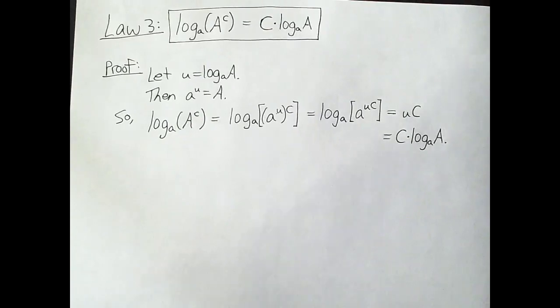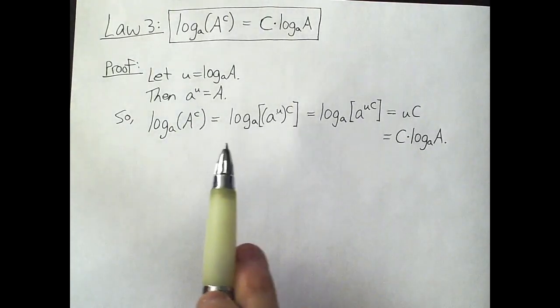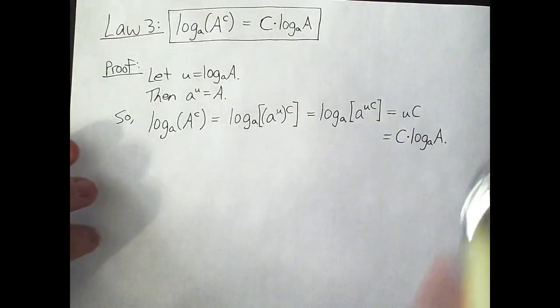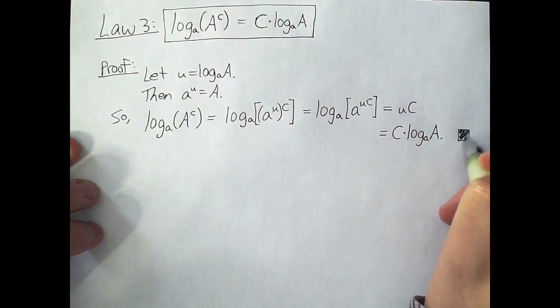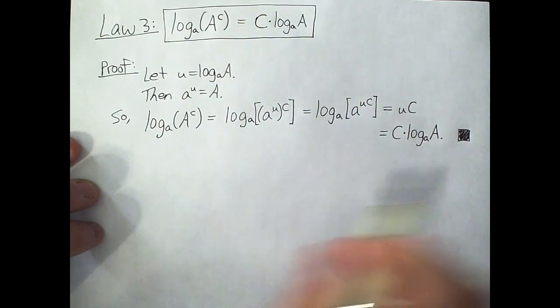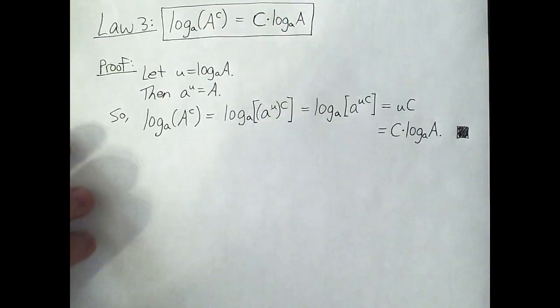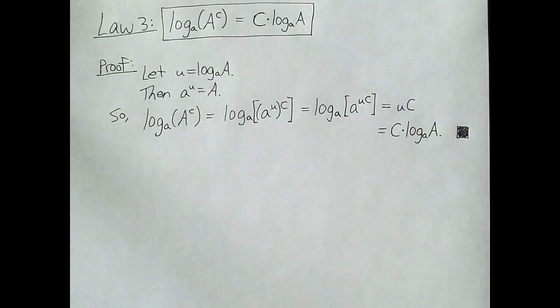We started with the left-hand side. We have a chain of equal signs, and we wound up getting the right-hand side. So it seems that we proved this without even needing law 1 or law 2. So I guess we could have done this one first if we wanted. All right, so this section is called laws of logarithms, and those are the 3 big laws. There's one additional rule that we might see towards the end of this video, but these are the 3 big ones.